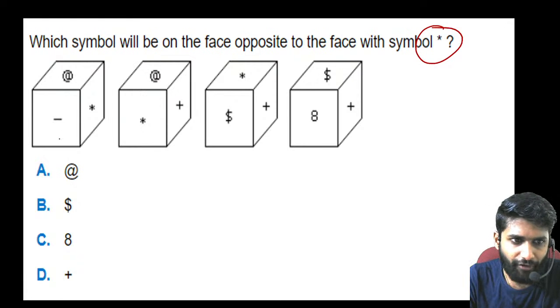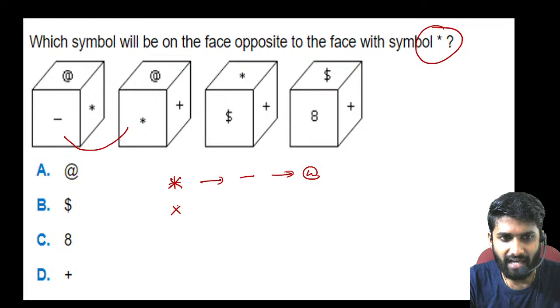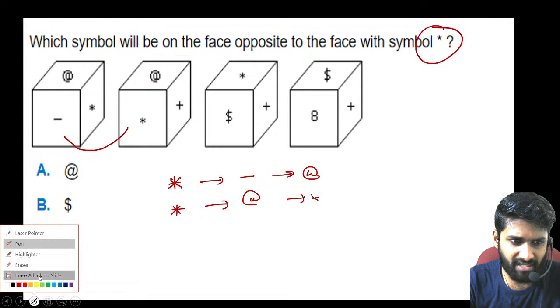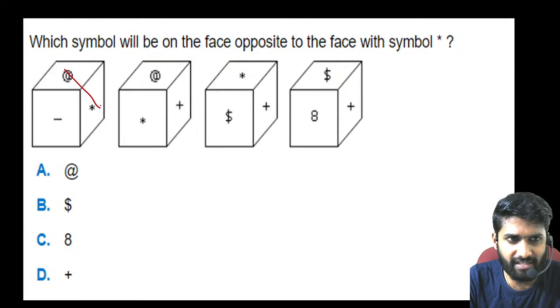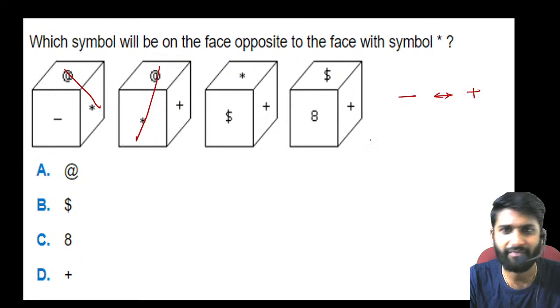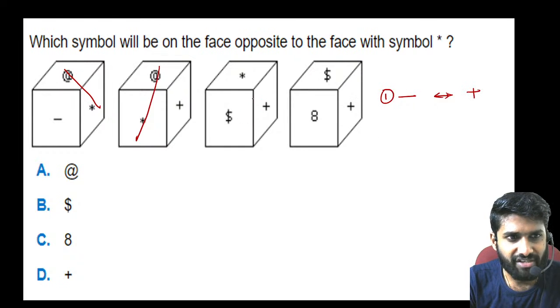For example, if you compare 1 and 2, just compare 1 and 2, no problem. Star is the common one. Clockwise notation minus, and at the rate plus. But guys, observe each and every concept. If two elements are common, then minus and plus is the perfect opposite pair. First you just decided that. Second one, second observation.